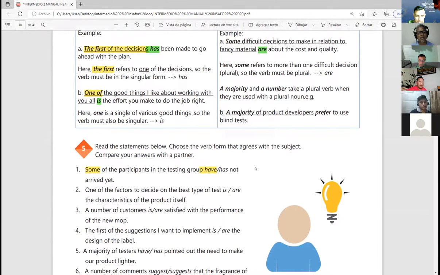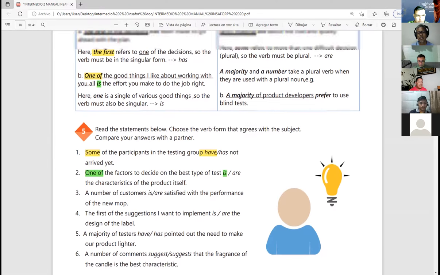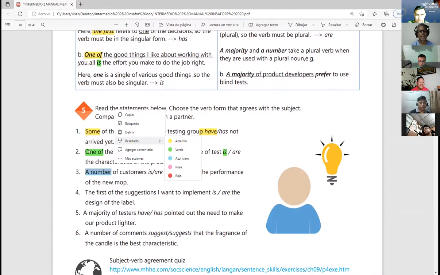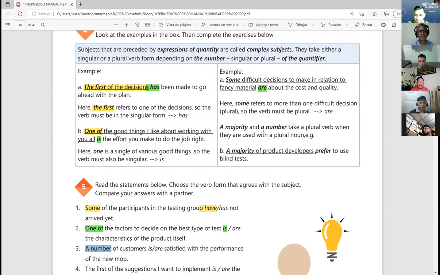One of the factors to decide on the best type of test is, because the word is one of, the rule trap. Excellent. Next. A number of customers is or are? Is, because it's a number. Singular. It's talking about one number. Exactly. Let's see, here we have a number. Singular.